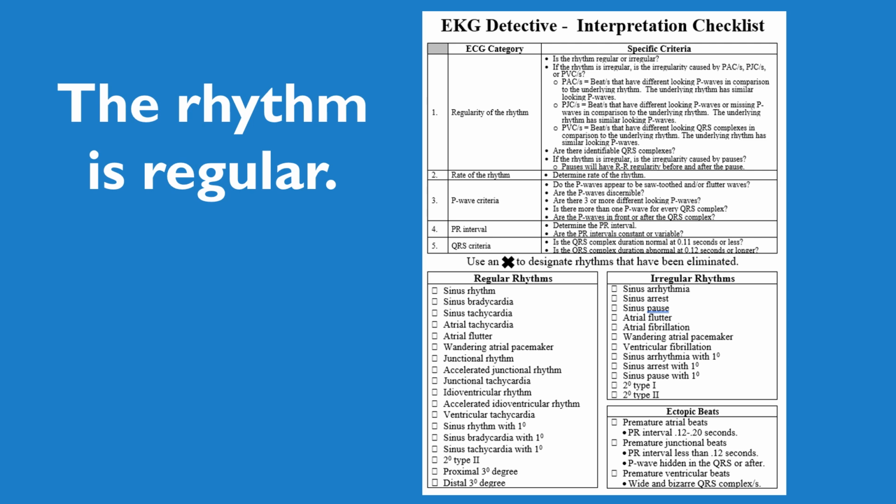Looking at the EKG Detective checklist, since the rhythm is regular, that means we can eliminate any of the rhythms that are irregular. And we can also get rid of ectopic beats because ectopic beats tend to cause a rhythm to be irregular. And since this rhythm is regular, there are not going to be any ectopic beats.